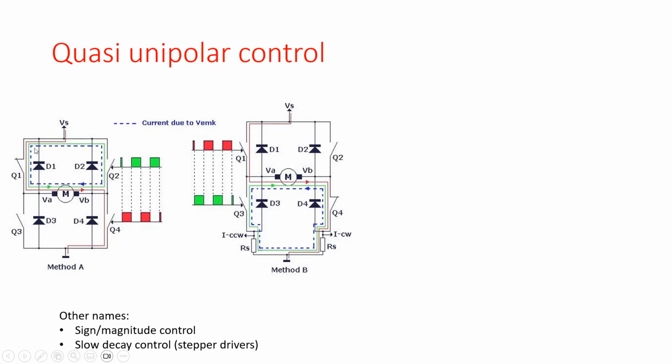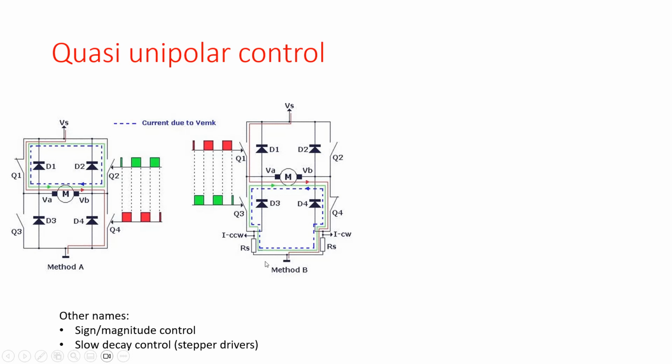So the current flows through Q1, through my motor, through Q4 to the ground. When my PWM value is negative, then the inverse PWM is positive. So in that case, Q2 is closed. So my current flows through Q1, through the motor, through MOSFET Q2, back to this MOSFET Q1 again. So this is one of the methods you could use.